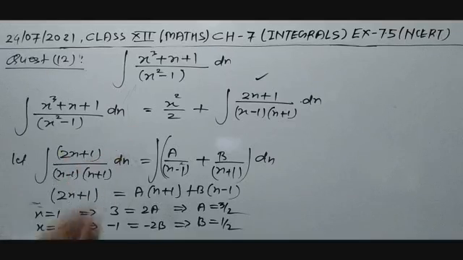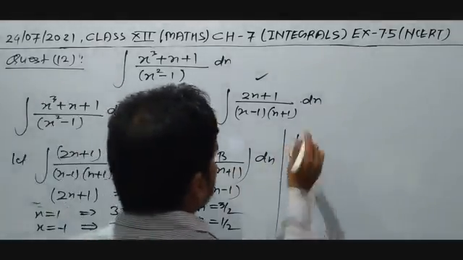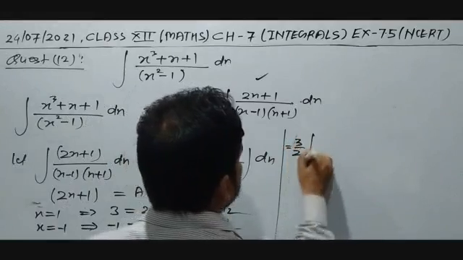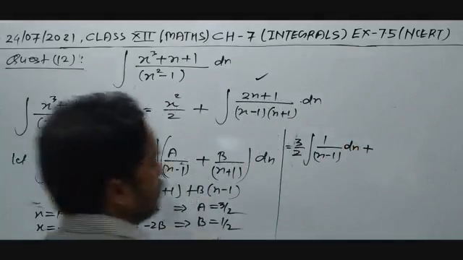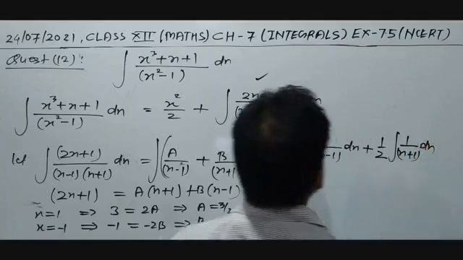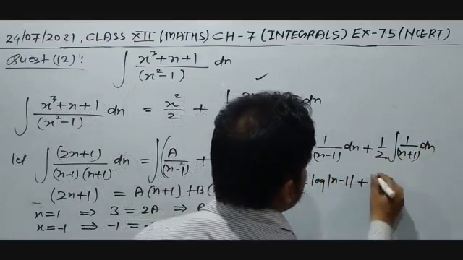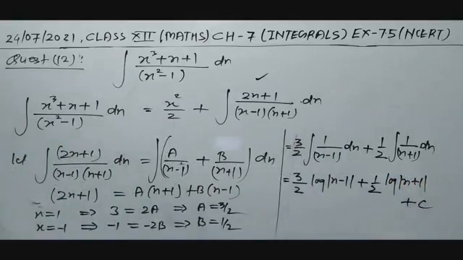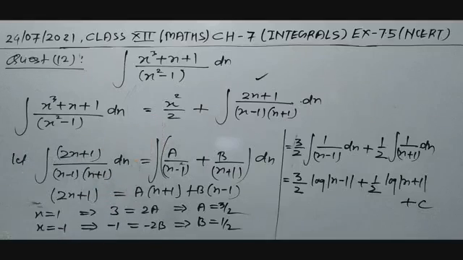Now we have to solve this integral part. So the result will be, putting the values of a, 3 by 2 integration of 1 upon x minus 1 dx, and plus 1 by 2 integration of 1 upon x plus 1 dx. Its result is 3 by 2 log mod of x minus 1 plus 1 by 2 log mod of x plus 1 plus c. This is the integration of this part, and we have to add the extra x square by 2.